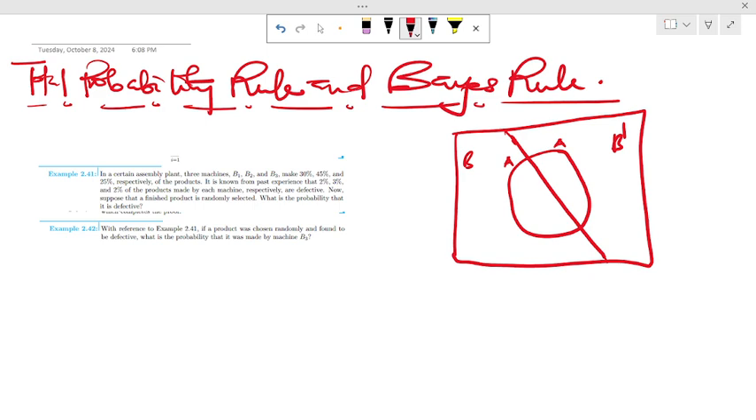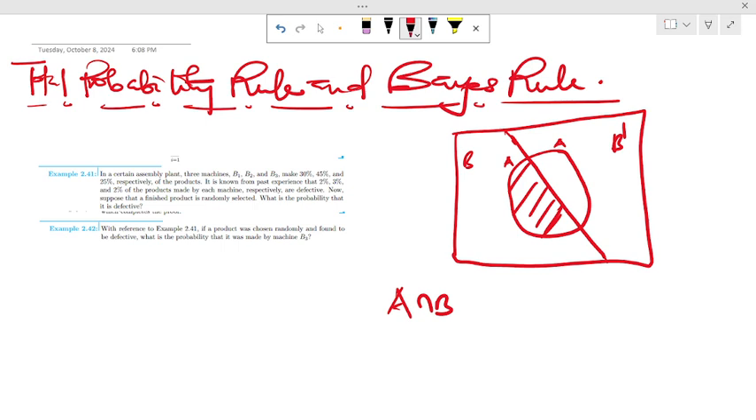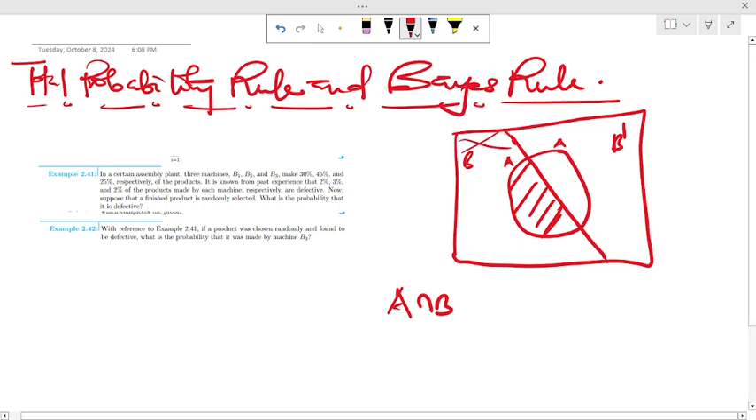So I can represent the event A by two mutually exclusive events. Mutually exclusive event means that these events cannot occur together or at the same time. So this portion can be represented by A intersection B, right? Because if this whole thing is A, this portion is the portion that falls in event B as well, because all this portion is B, right?